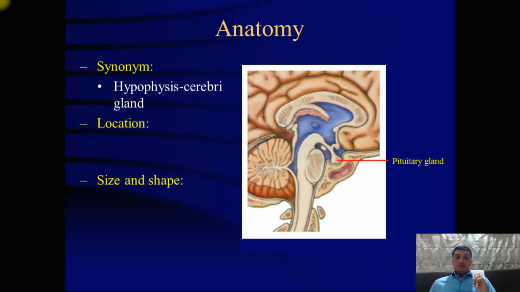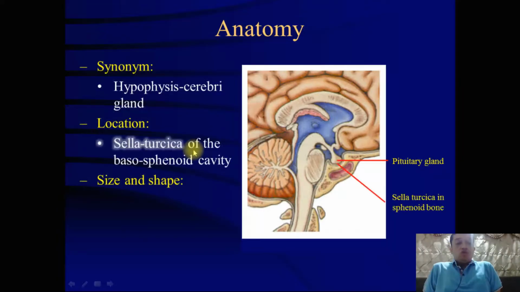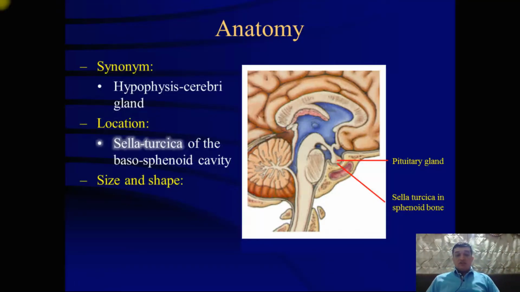Many a times in an MCQ-like question it could be asked. So there you need to remember that it is located in a cavity of the sphenoid bone. This is the fossa, a small depression, and that is called the sella turcica. So sella turcica is located in the sphenoid bone.